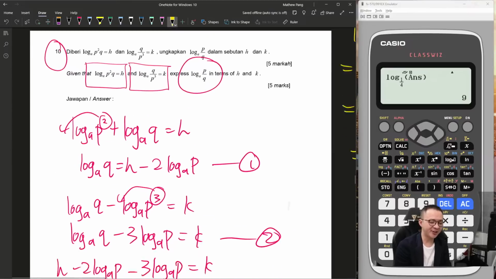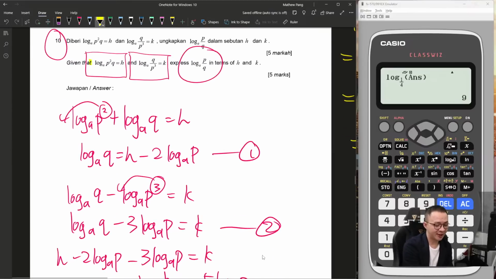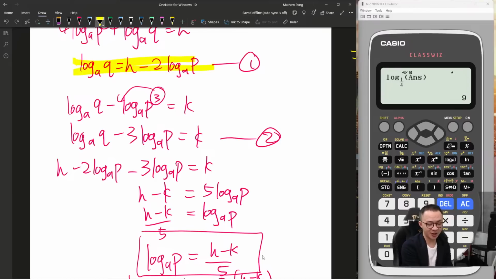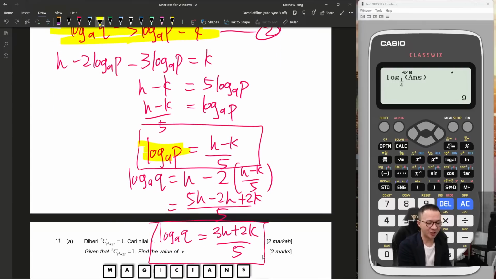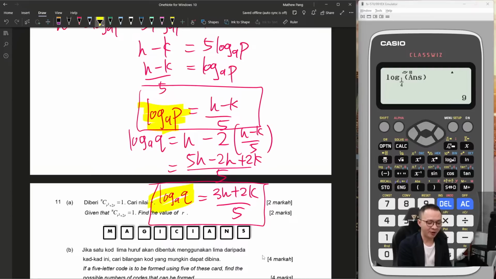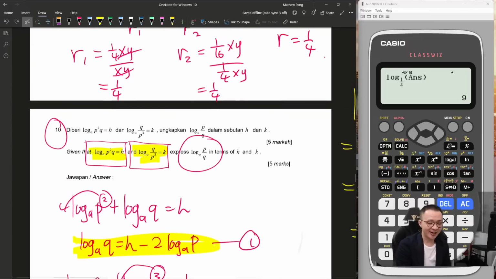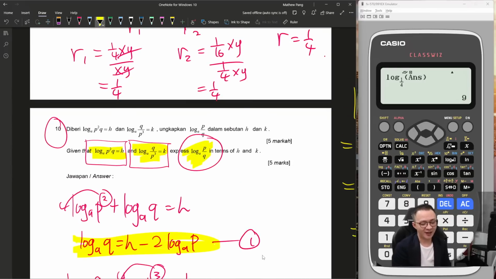So you can see the first thing is I'm using the given information to form two different equations. This is the first equation I form, the second equation I form. Then I will do simultaneous here. The purpose of simultaneous is I want to know what is my log AP and log AQ. I want to make sure it is in terms of H and K, and don't have another log on the other side. So after I make log AP and log AQ the subject and ensure they're in terms of H and K, then I can easily find the last thing they want.